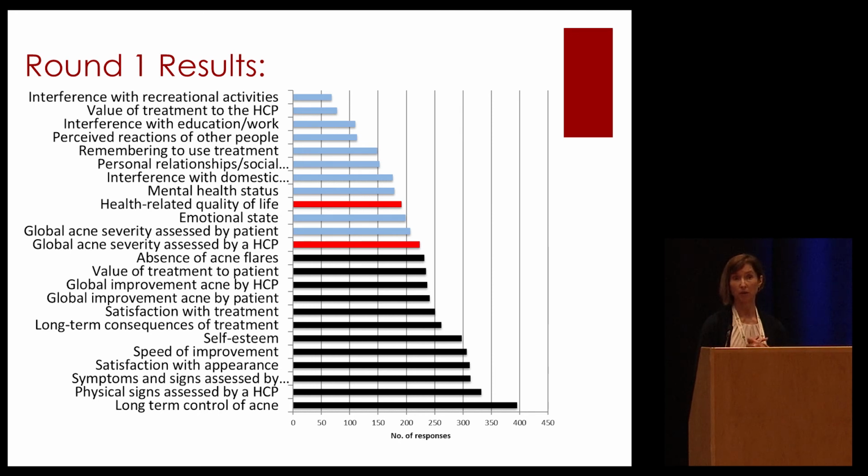healthcare provider, which, as any of you that do acne clinical trials know, the global assessment of acne is one of the key cornerstones of any clinical trial. This didn't fall out as being important in the first round. And the other was health-related quality of life, which is also something that is often measured in clinical trials. So we thought that this was very interesting, and we made a small deviation of the protocol and included these extra 2 items in the next round of voting.